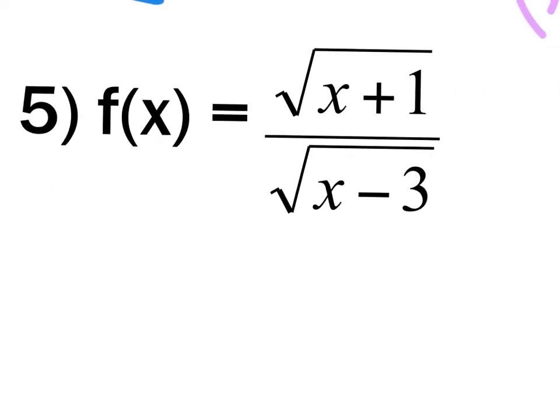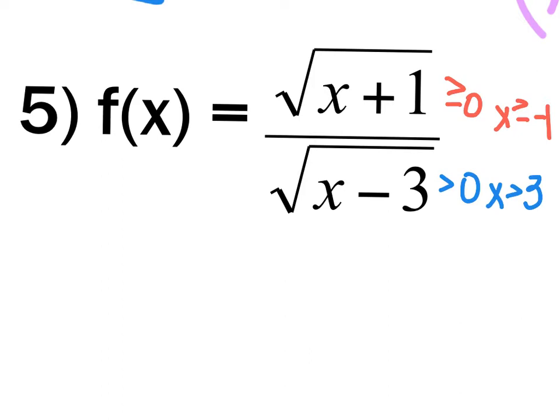Okay, then in 5, I've got a square root in the top, which means my first restriction comes from setting this greater than or equal to 0. So x has to be greater than or equal to -1. And there's a restriction in the bottom, which would be that x minus 3 has to be greater than 0. So x has to be greater than 3.